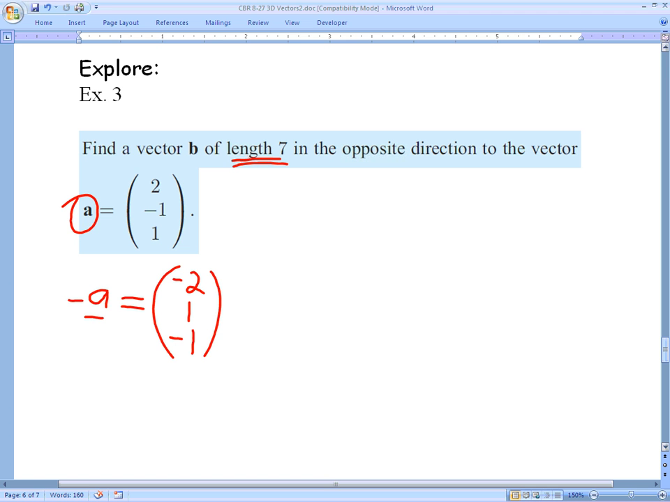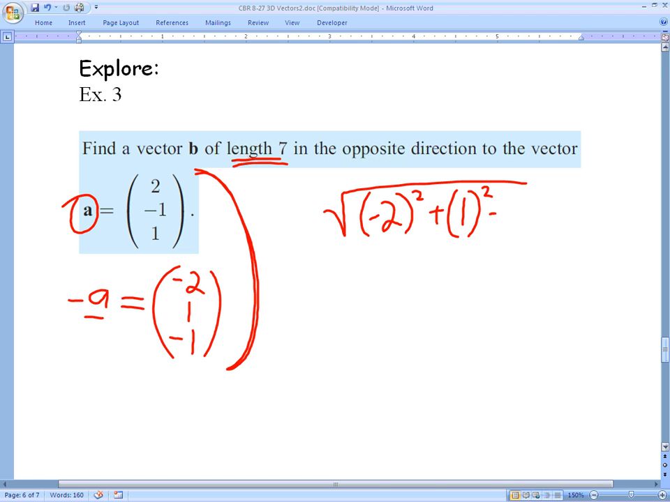Now I need to make it equal to 7. So I'm going to figure out how long this thing is. I could use either one of these vectors because they're the same length. They just go in different directions. I'll use my new vector, and we'll do magnitude. That's length. So I've got negative 2 squared plus 1 squared plus negative 1 squared. And that would be my magnitude. I'm going to get 4 plus 1 plus 1, which is the square root of 6.